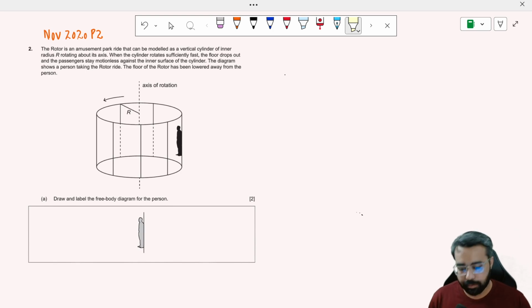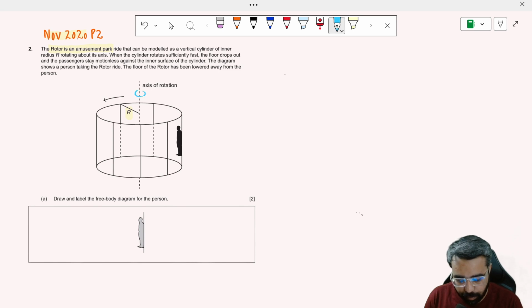This question is taken from November 2020, and this question is an application of the centripetal force. Let's understand. In this question, they say the rotor in an amusement park, as you see, is a cylinder which can rotate about its axis of rotation.